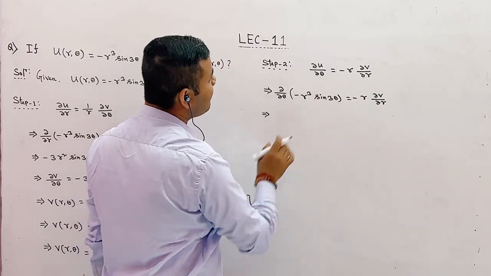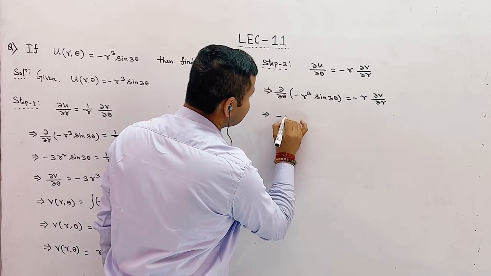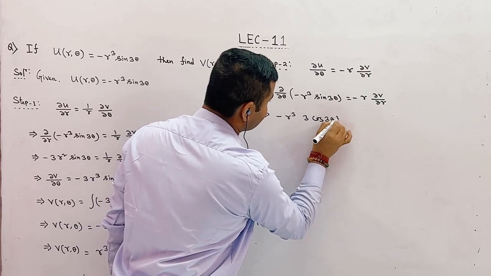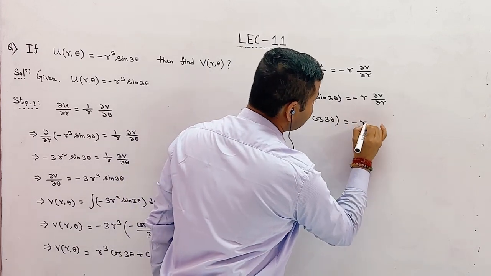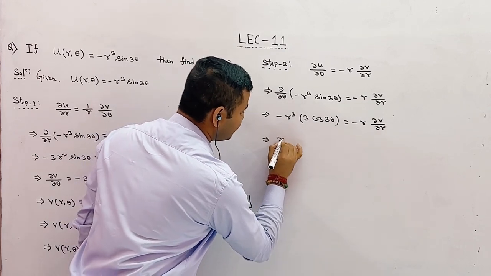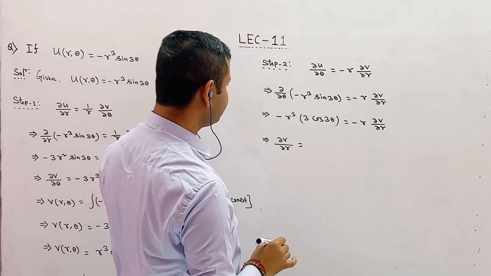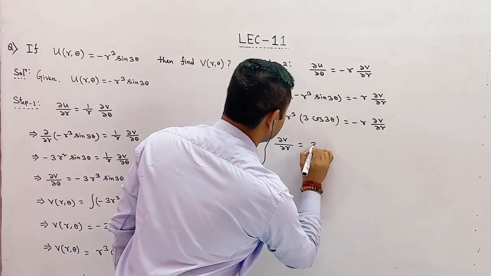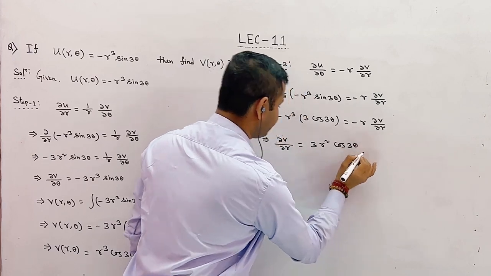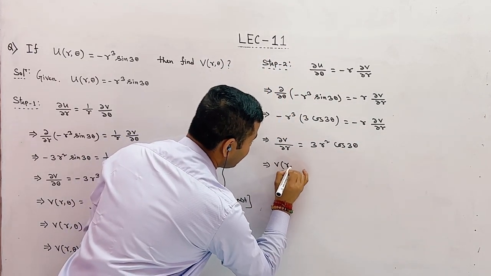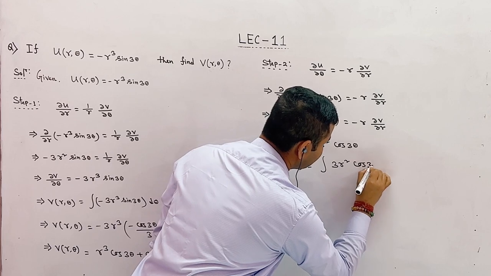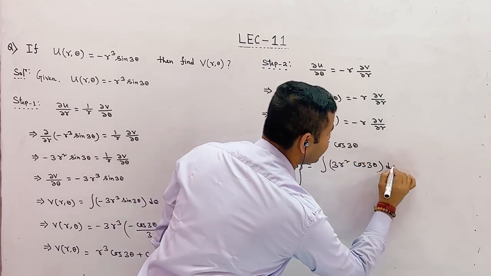So, after differentiating this term partially with respect to theta, we will get minus r cube times cos 3 theta is equal to minus r del v by del r. So after simplifying, we will get del v by del r is equal to 3 r square cos 3 theta. So therefore, v(r, theta) will be equal to integration of 3 r square cos 3 theta dr.